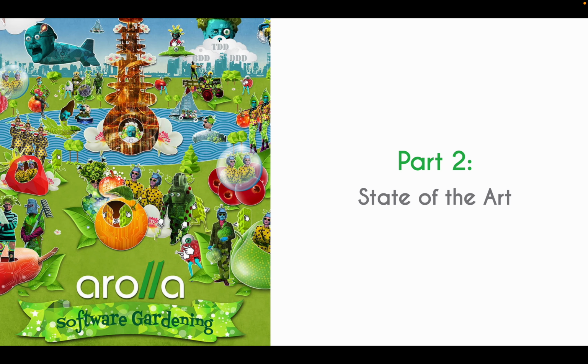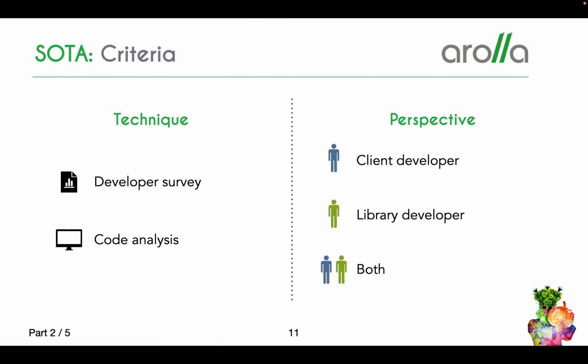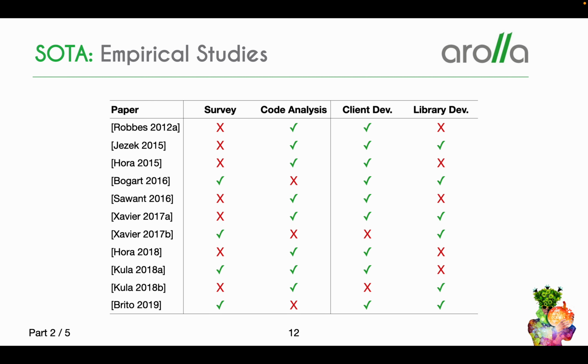So now I will discuss the related empirical studies that answer those questions. We classify the empirical studies of software evolution by two criteria. First, the technique. It is either a developer survey, when authors talk to developers and study their experience, or code analysis, where authors simply look at the source code and the commit history and don't contact specific developers. The other criterion is perspective: either the client developer perspective, the library developer perspective, or both.